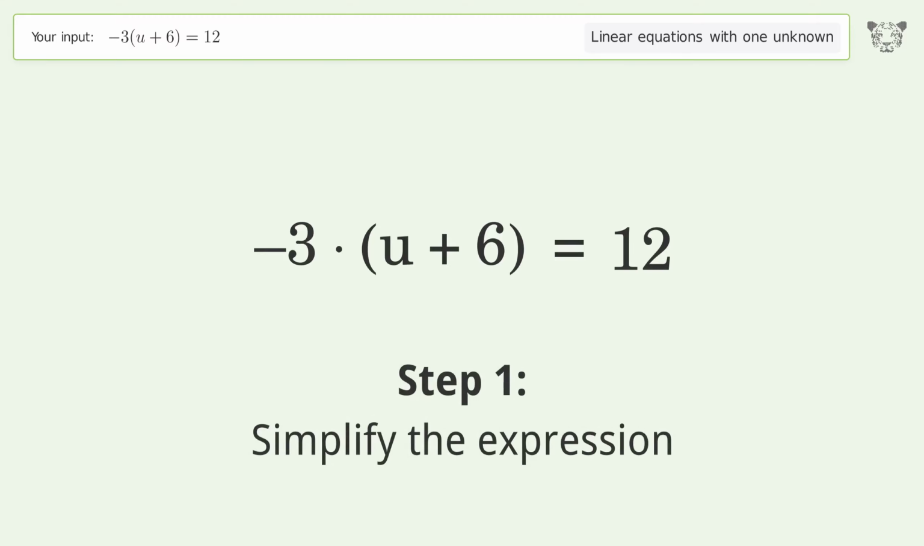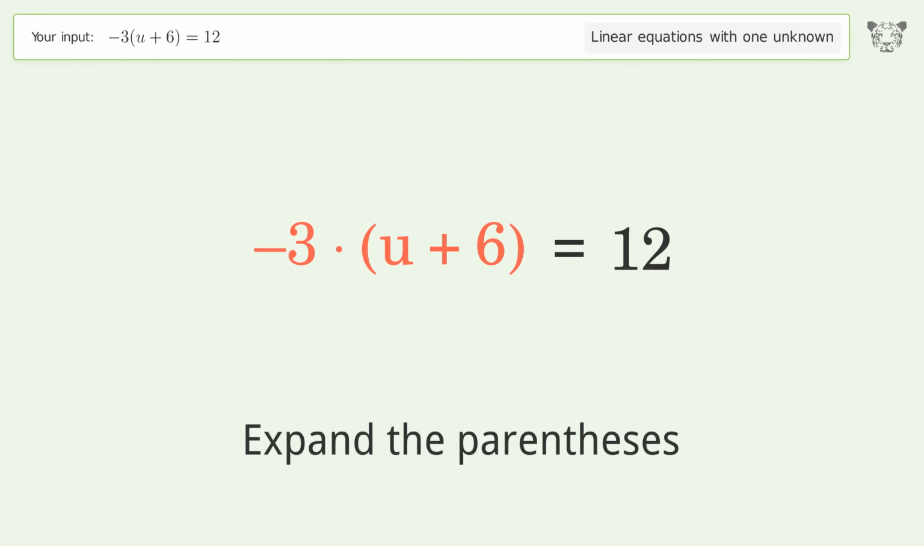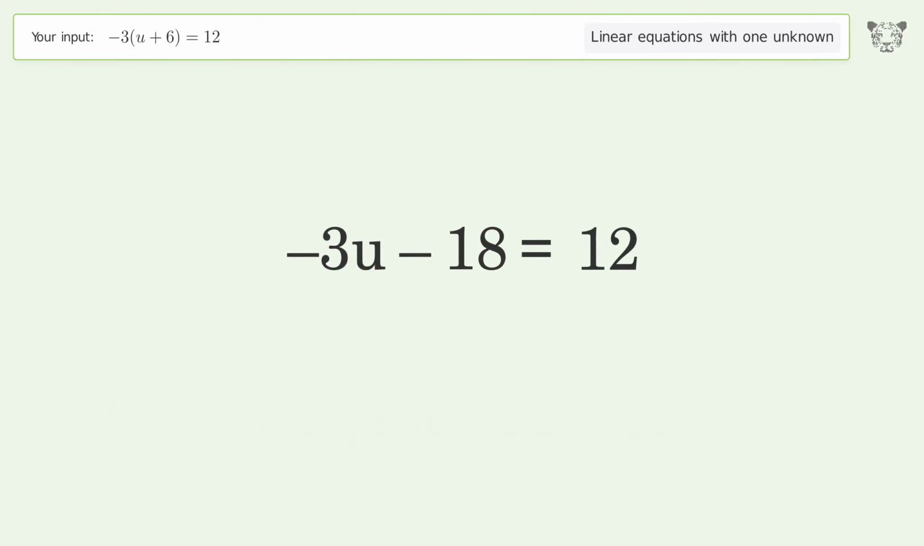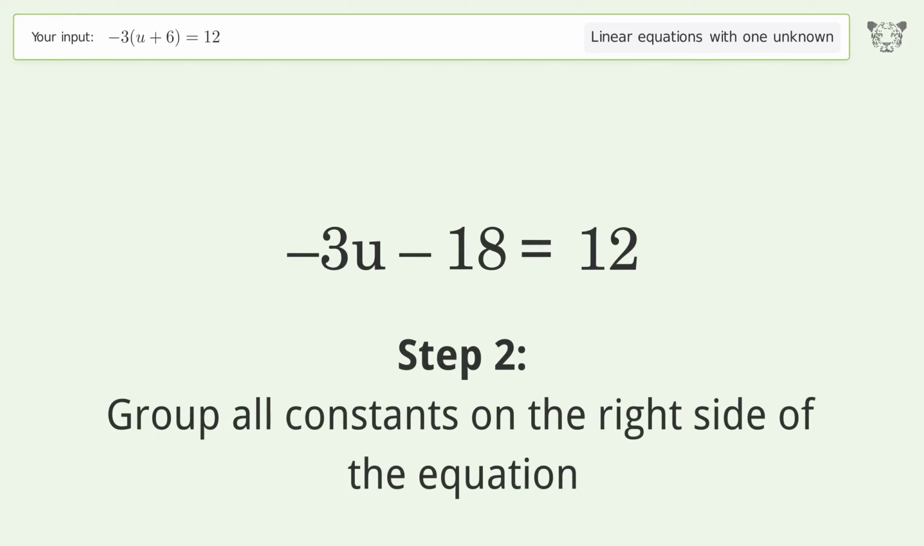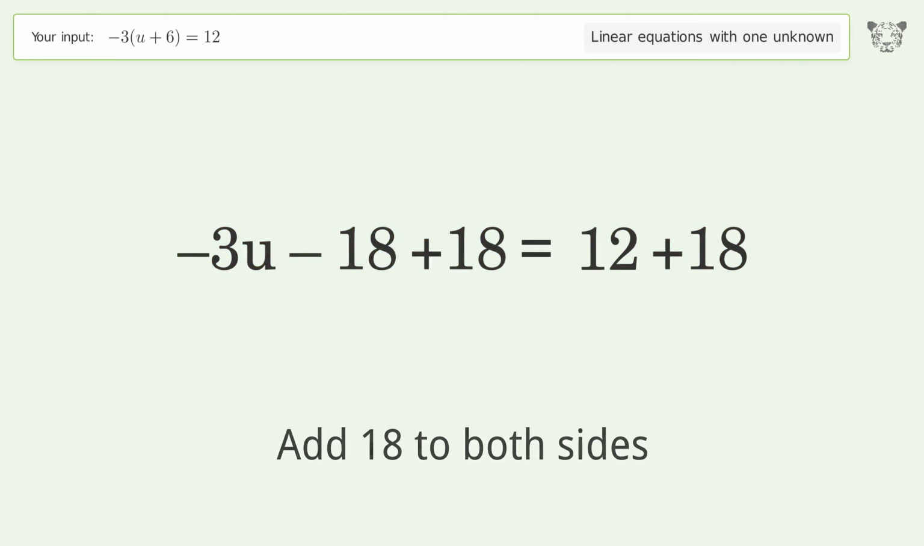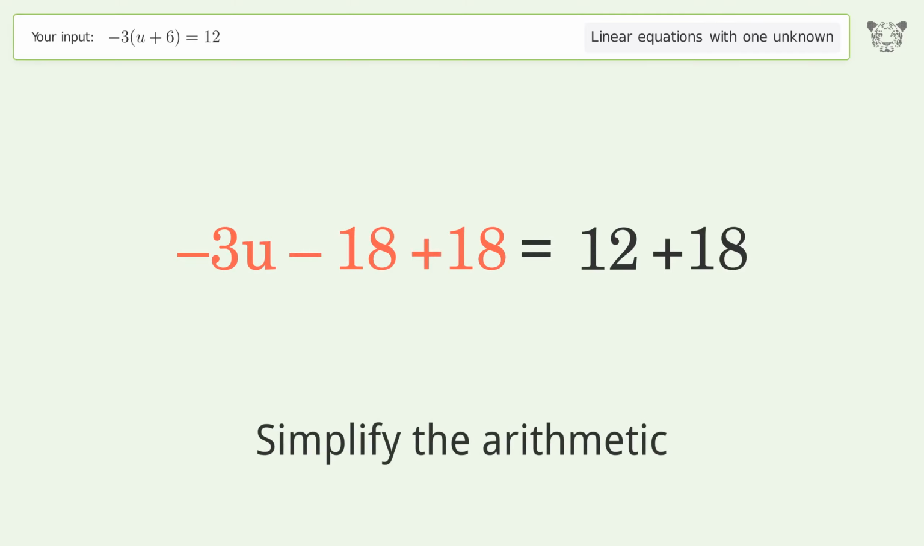Simplify the expression. Expand the parentheses. Simplify the arithmetic. Group all constants on the right side of the equation. Add 18 to both sides. Simplify the arithmetic.